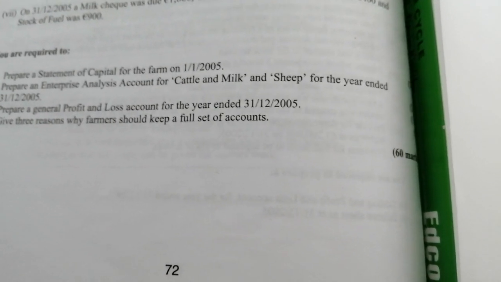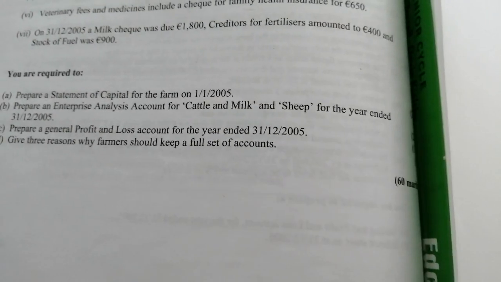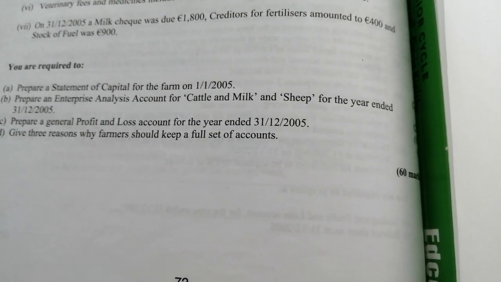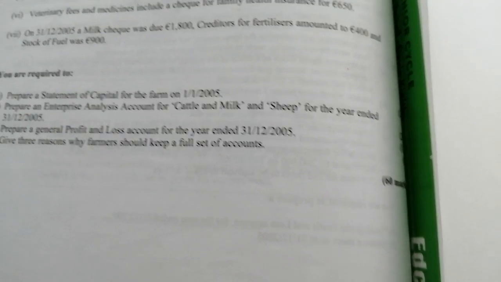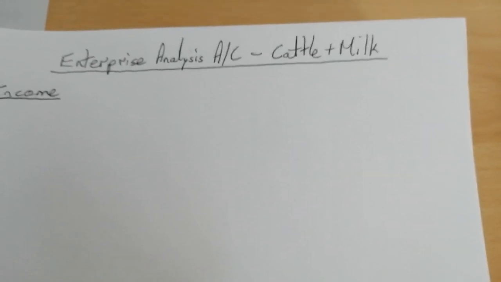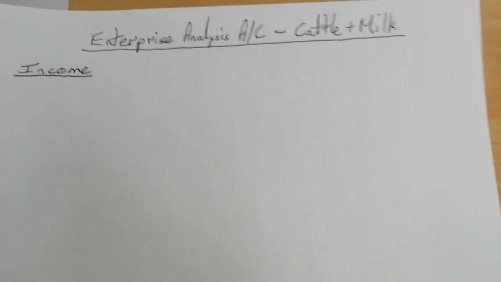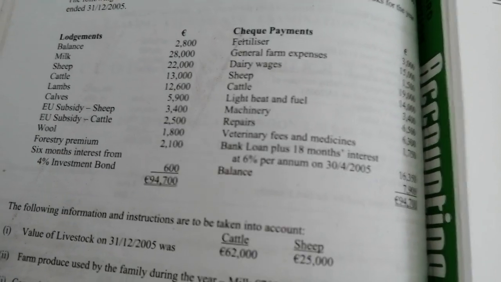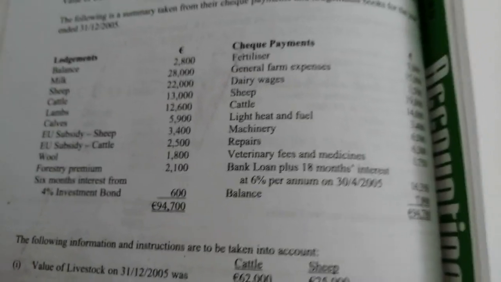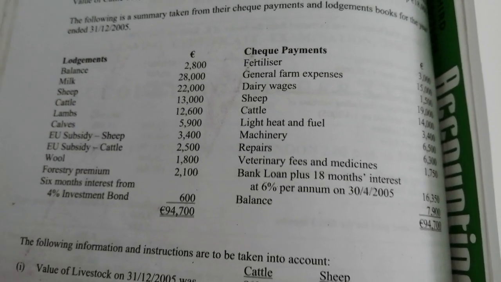Okay, so I'd say you could possibly do this without me even showing you, but there's one or two little bits that are slightly different to a usual income and expenditure. So let's start with the first one: prepare an enterprise analysis account for cattle and milk. And over here I just have the heading enterprise analysis account, cattle and milk, and income we're going to put in there. As usual, we look for income in the receipts and payments account. And what we're looking for here is anything that has to do with cattle or milk, and if it doesn't have to do with them, then we ignore it.